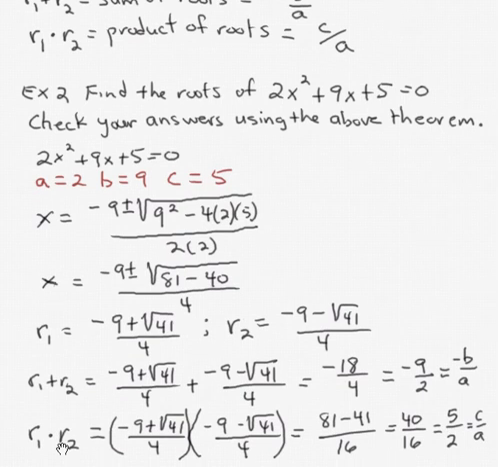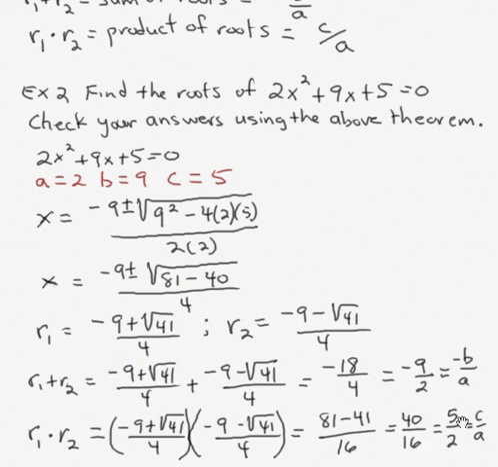Let's find the product. Denominators, 4 times 4 is 16. Numerators, well, fortunately, they're conjugates. So the firsts, negative 9 times negative 9 is 81. Last, positive times negative is negative. And the square root of 41 times itself is just 41. 81 minus 41 is 40. 40 over my denominator 16 reduces to 5 halves.